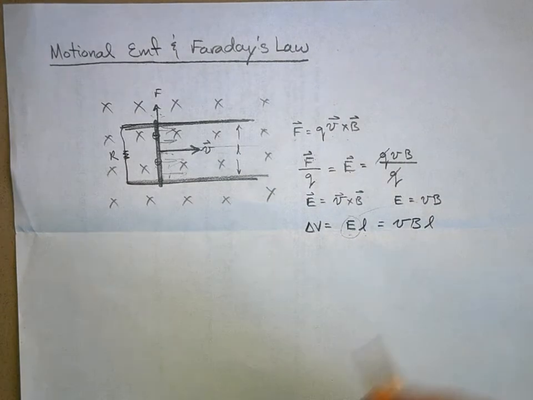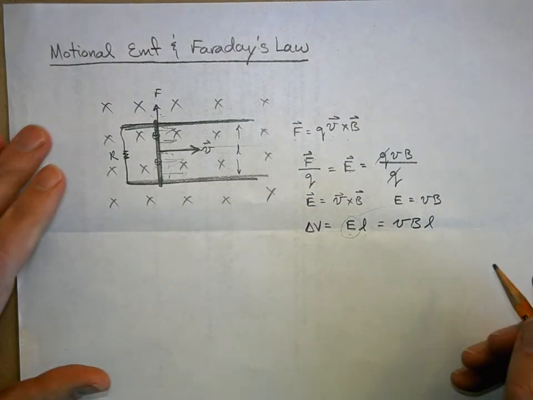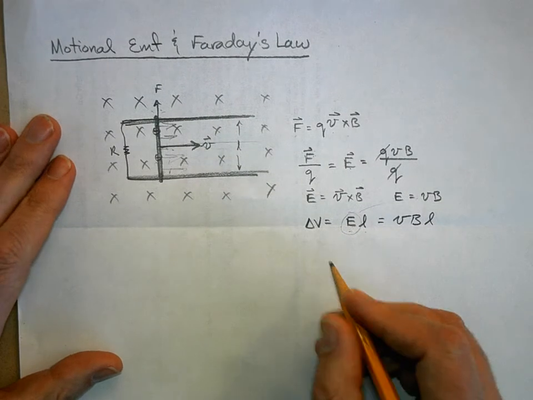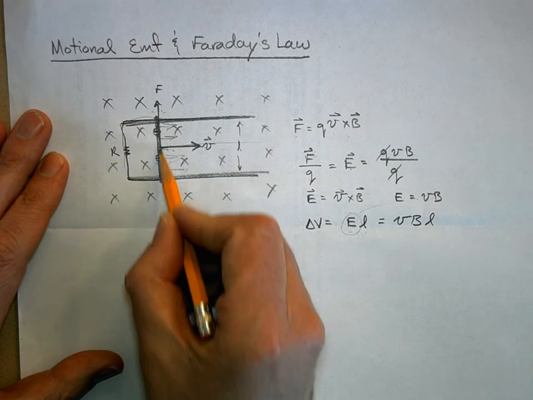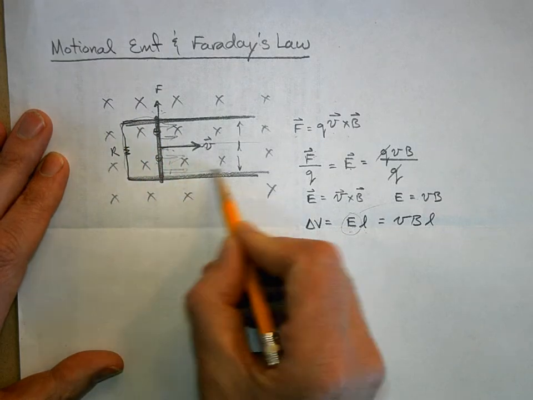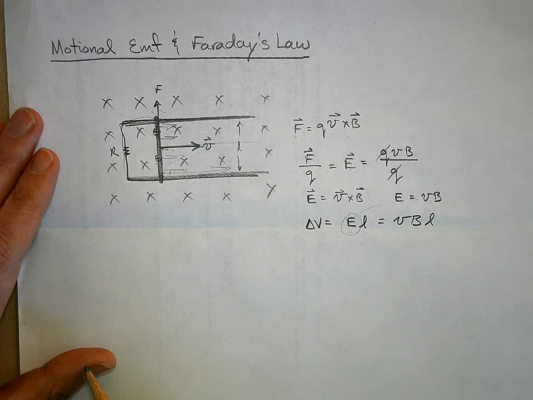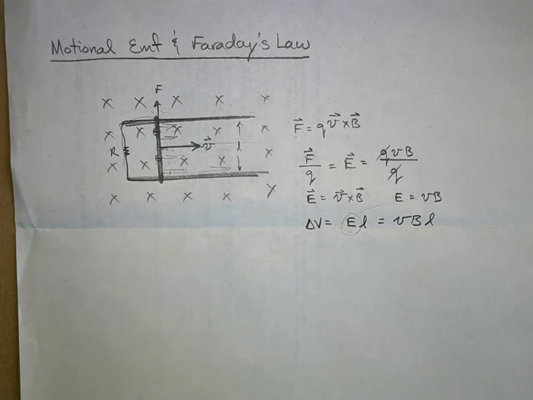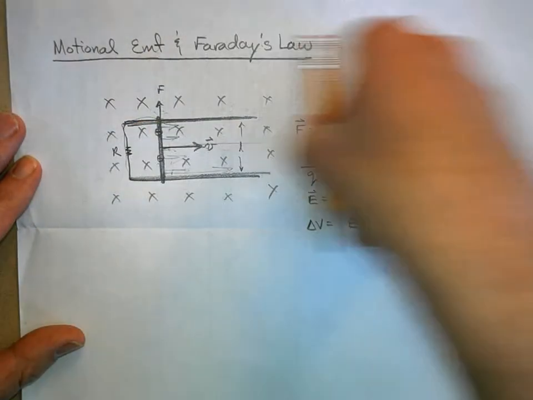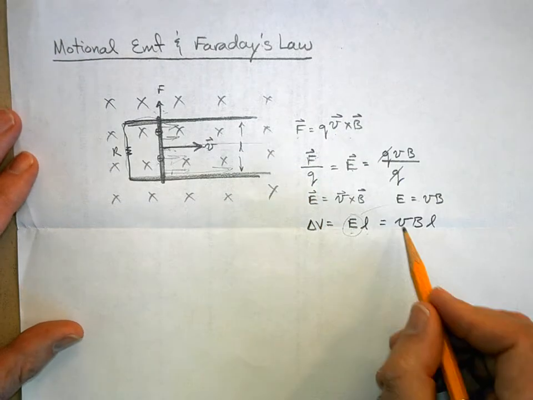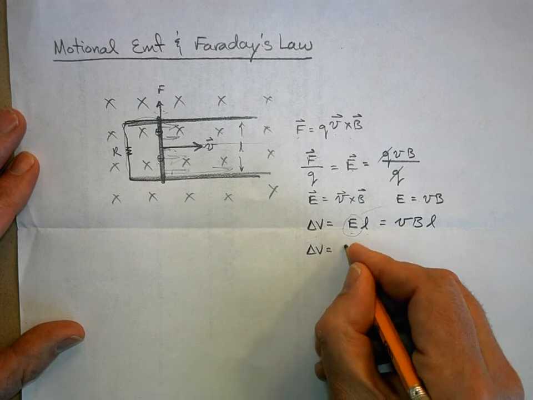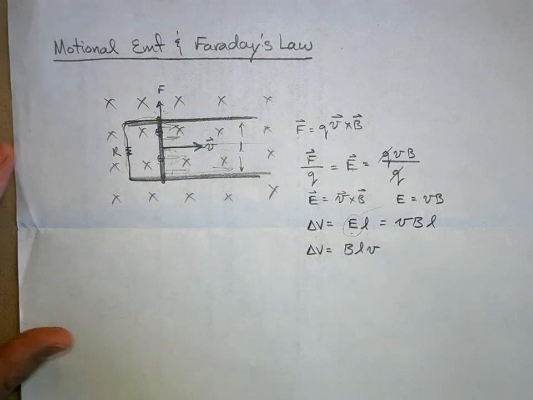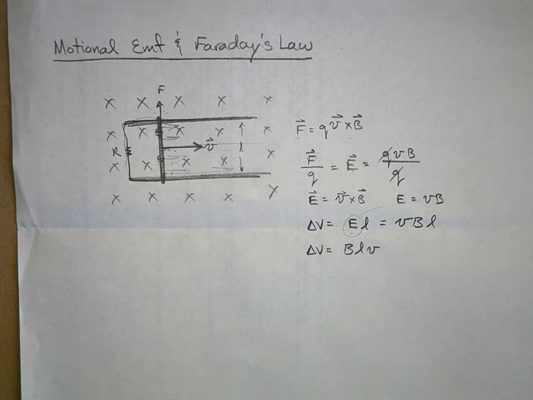times L. Now, normally it's written like this: motional EMF. This is the voltage I get in this circuit. Now this is a circuit, right? It's a conducting path. If I expand this thing out like that, if I take this thing and I go whoosh, move it like that, I'm going to get a voltage that's equal to, and for some reason we write it VLV, which I don't really like, but all the books do it in that order, so I'm going to do it in that order.